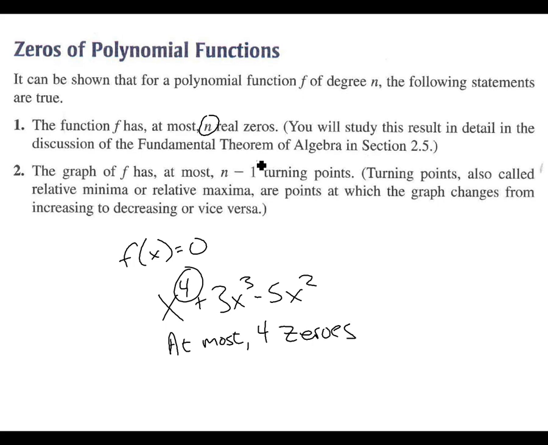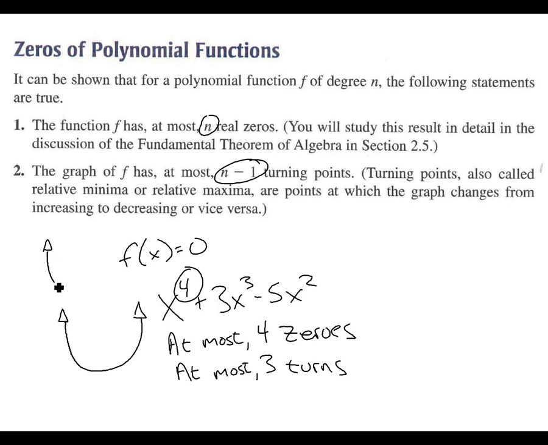And it turns n minus 1. It turns at most 3 times. At most 3 turns in our graph. Right? So if we have x to the 4th, it's going to look like this. It could be flat. Or what if we had this one? Here's our turns. There's a turn, there's a turn, and there's a turn. Couldn't do any more turns than that. 3 is the most we could possibly have.